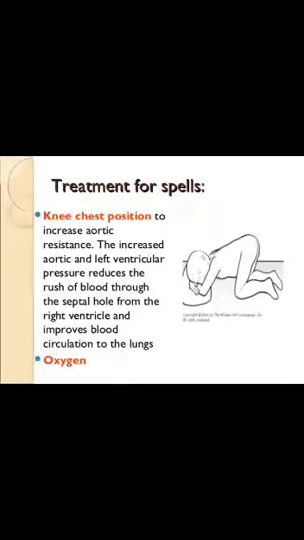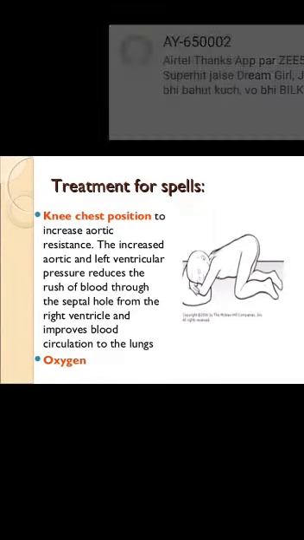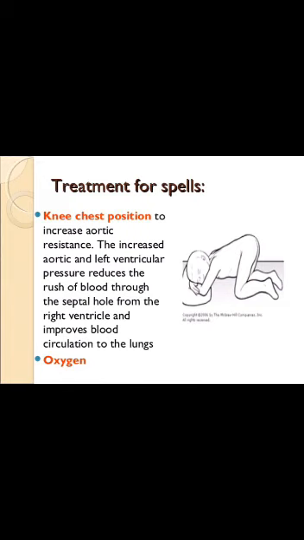Next is treatment for a spell. Knee-chest position. We can give it when the spell is present after feeding, after crying or after sleeping of the baby. We can give the knee-chest position to the baby to increase aortic resistance, which decreases the shunting of blood from the right ventricle through the septal hole and improves blood circulation to the lungs, means oxygen. So we can treat a spell by giving knee-chest position.